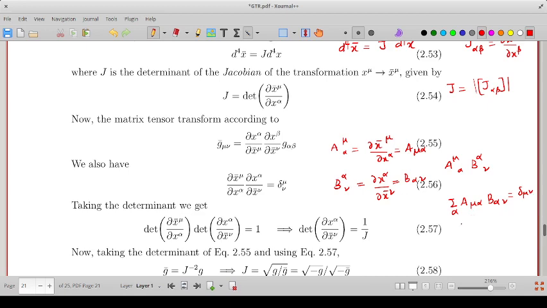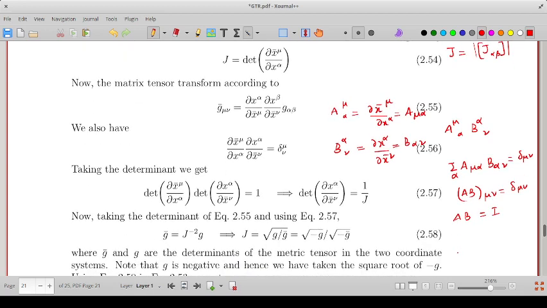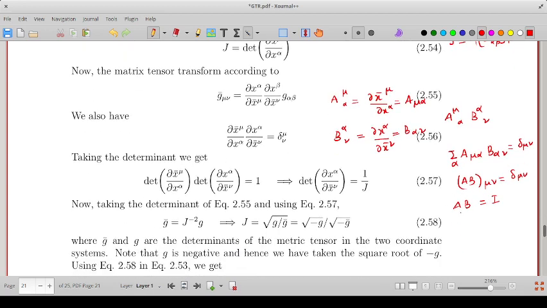So this is simply now the matrix product. So AB mu nu is equal to delta mu nu, or in other words, the product of the matrices A and B is the identity matrix. So now I can take the determinant of this. The determinant of AB is determinant of A times determinant of B. Determinant of the identity is 1. Or in other words, determinant of B is equal to 1 by determinant of A.